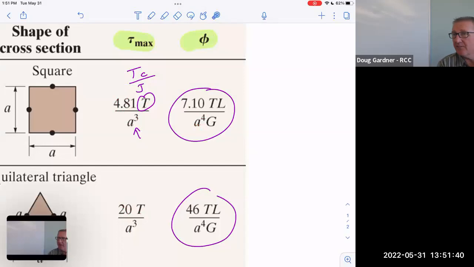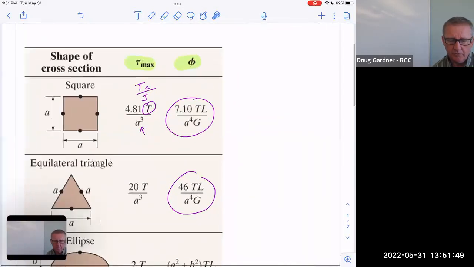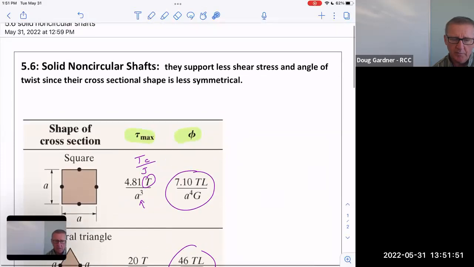So I'm going to be asked the same questions in this section. It's not going to have a circular shaft, so I'll be using these formulas instead. Let's see if we can score a sample problem.